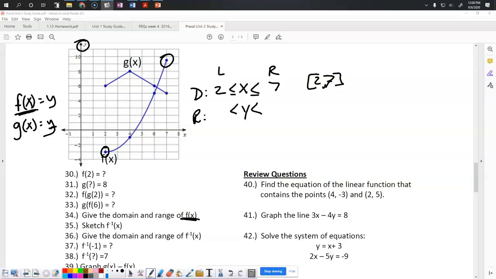For the range of f, we're looking at the lowest point and the highest point. Y can be anywhere between the lowest and highest. So the lowest point, once again, is down here, the highest is here. So the lowest point would be -3, and the highest point would be, looks like 9.5. And once again, those are solid dots, so we would use brackets.